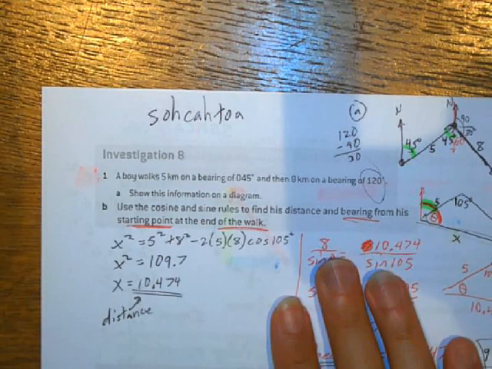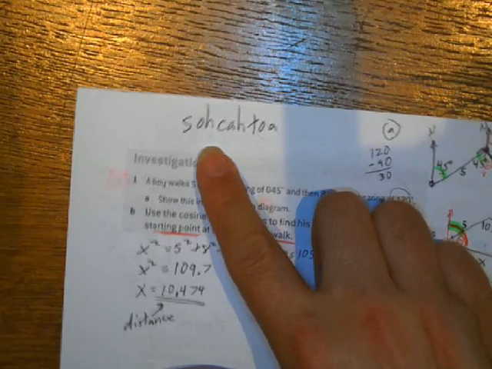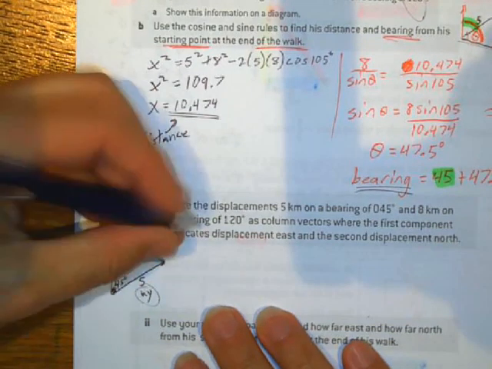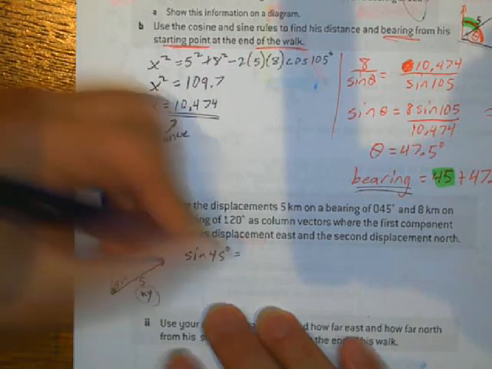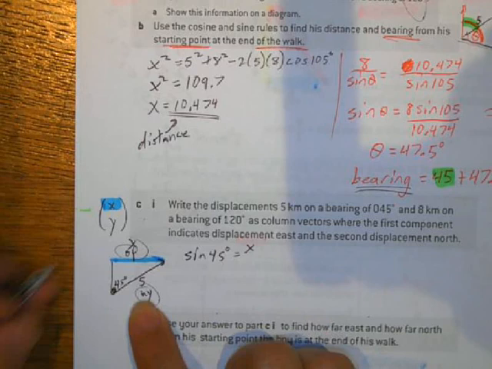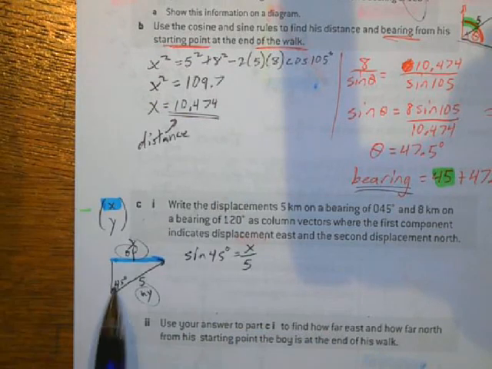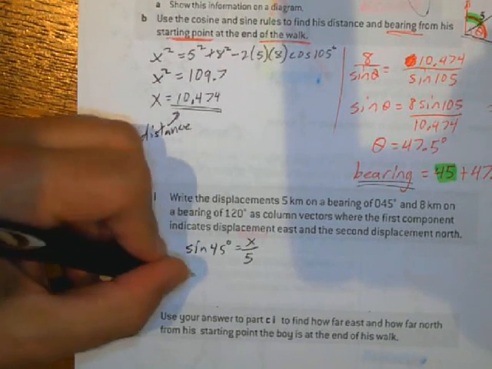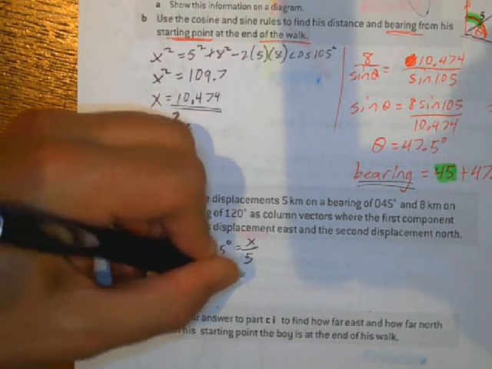So what did we have? We've got opposite and hypotenuse. Opposite and hypotenuse means we're going to use sine. So I'm going to say sine 45 degrees equals, I'm going to call that x, equals x over 5, because sine equals opposite over hypotenuse. So now if I want to find x, x equals 5 sine 45 degrees.